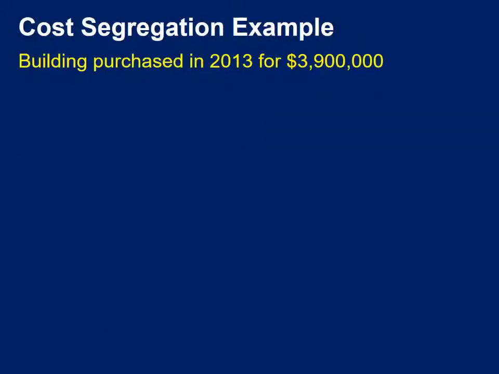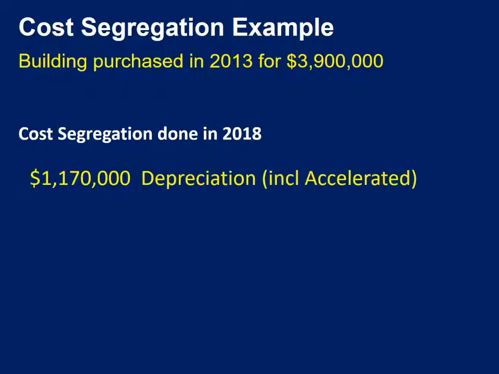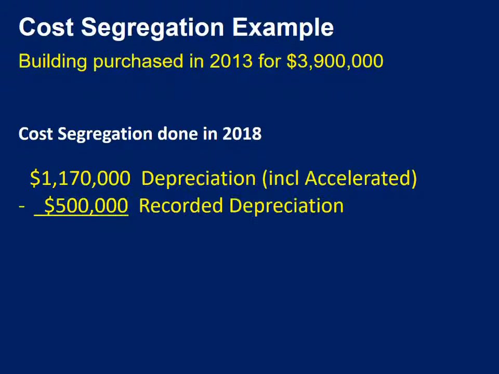Let's take, for example, a general purpose building that was purchased in 2013 for $3.9 million. The business owner that operates in that building decided to do a cost segregation study in 2018, which is 5 years later. Now, that cost segregation study identified a little over $1.1 million in depreciation that should have been recorded, but because the business owner was using straight line depreciation, he had only recorded $500,000.